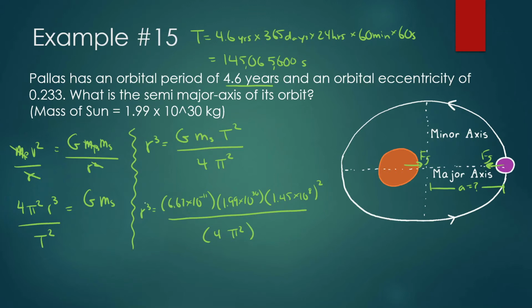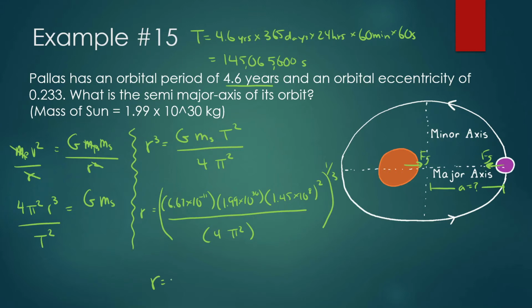And then if we want to get rid of this cube, I'm going to just divide this by the power of 1/3. Okay, so give me some time as I put this all into my calculator because this is going to take a while. 10 to the power of 8 squared times 1.99 times 10 to the power of 30 times 6.67 times 10 to the power of negative 11 divided by 4 pi squared. Put all of that to the power of 1/3.